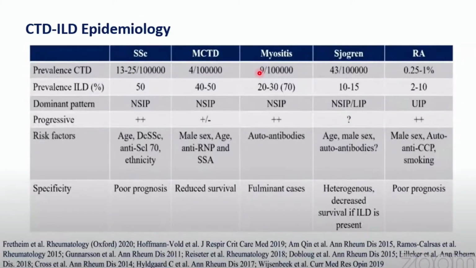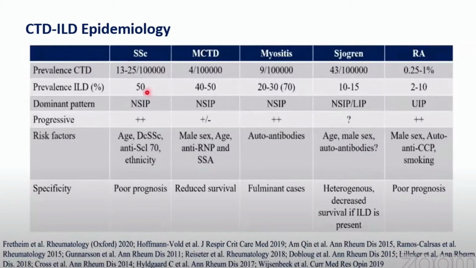Right. So this is a very important slide. I'd like to spend a couple of minutes on this slide. This shows the prevalence of connective tissue diseases in the society, and it also shows prevalence of ILD in that particular connective tissue diseases. As an example, you can see here the rheumatoid arthritis is the most common connective tissue disease in the society, which accounts for like 0.25 to 1% in the society. But prevalence of ILD among those patients are little less.